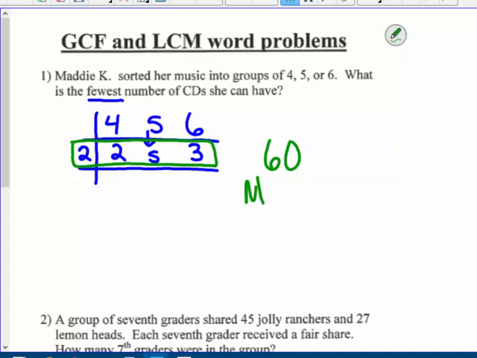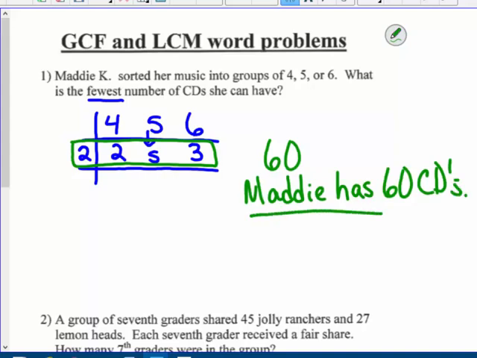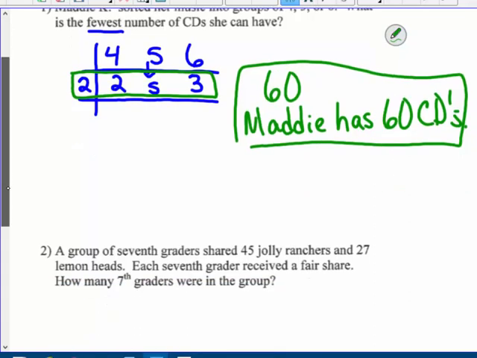So Maddie has 60 CDs. And this was a least common multiple problem.